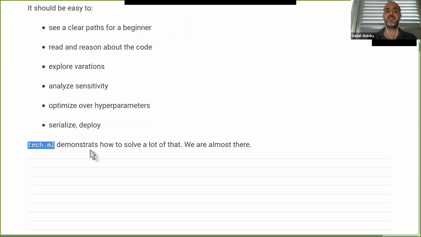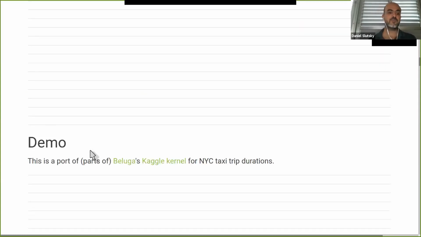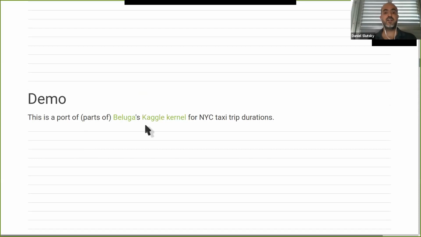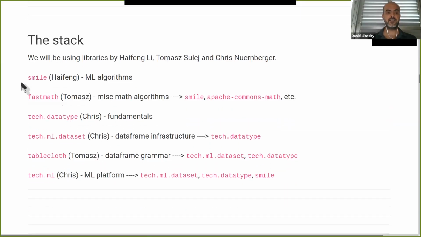So let us look into a really quick example. In this example, I will be looking into taxi trip durations data in a Kaggle competition by a username called Beluga, who has done a really nice Python tutorial for a solution of the prediction of taxi ride durations. And the libraries we will be using are these.